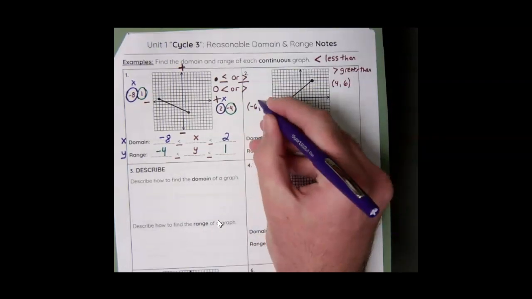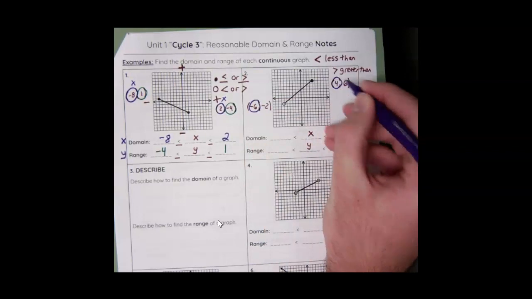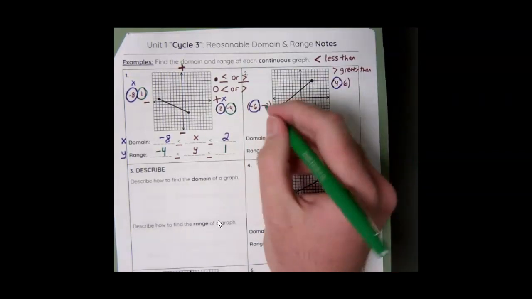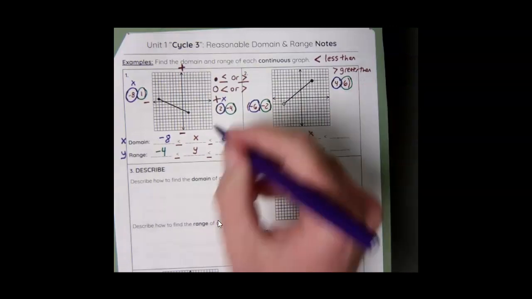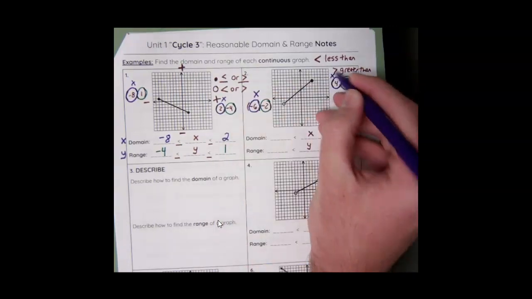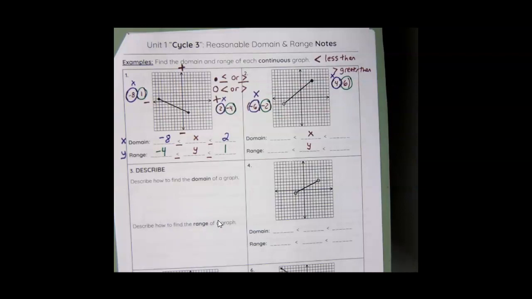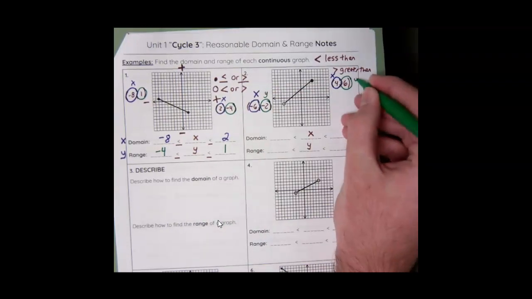Now, we identify our x values. This is an x value. This is an x value. Identify our y values. This is a y value. This is a y value. Remember, this is our x. These are our y values.